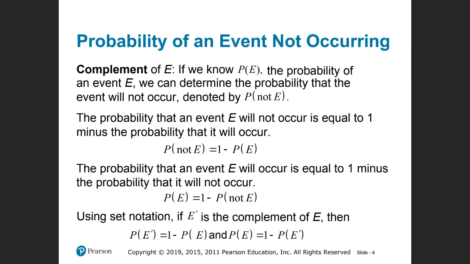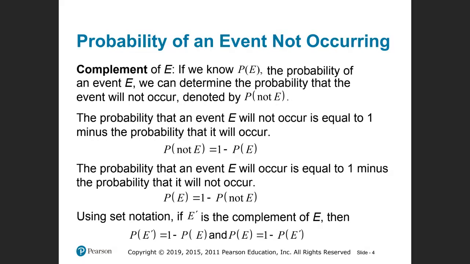The probability of an event not occurring. The complement of E. If we know the probability of an event E, we can determine the probability that the event will not occur, which is denoted by P(not E). The probability that an event E will not occur is equal to 1 minus the probability that it will occur. The probability that an event E will occur is equal to 1 minus the probability that it will not occur.